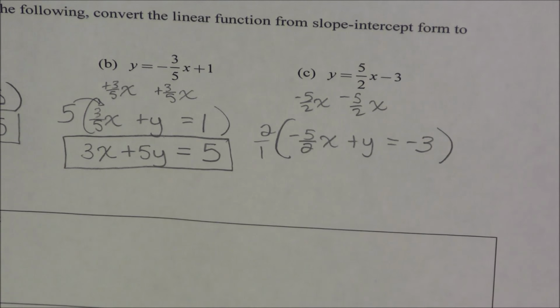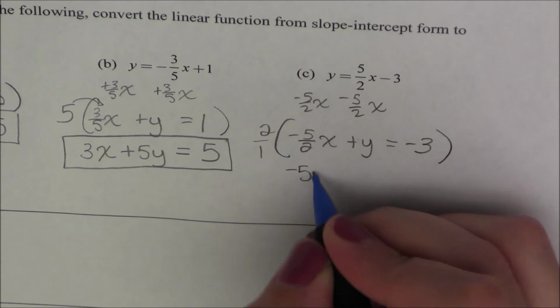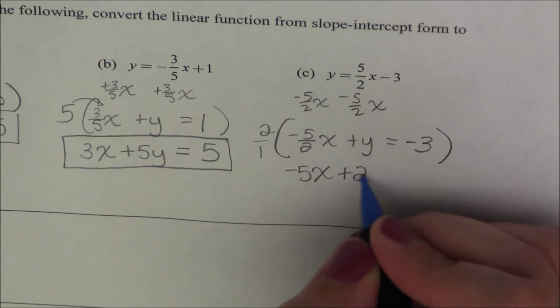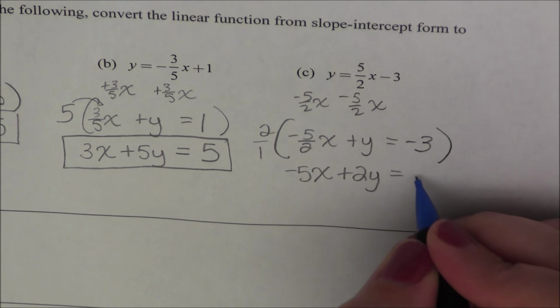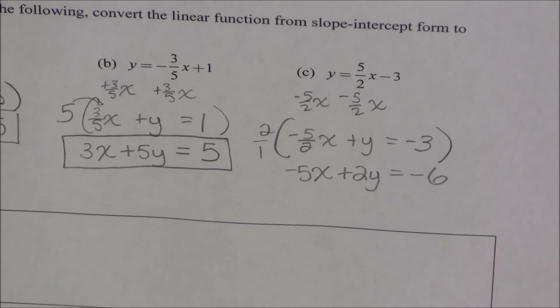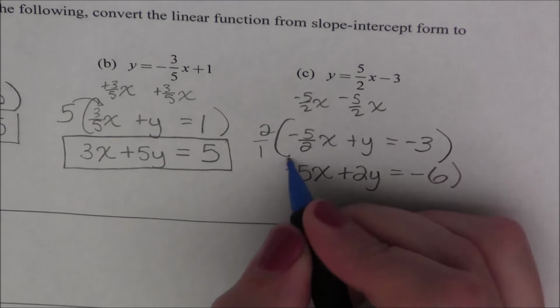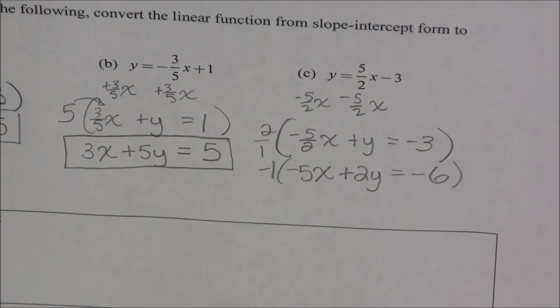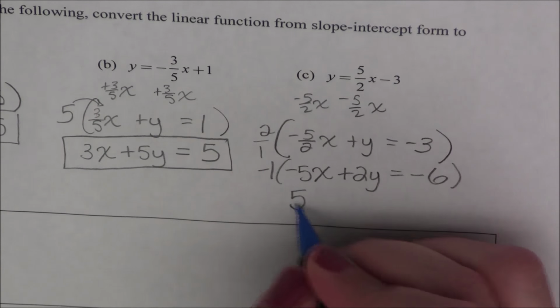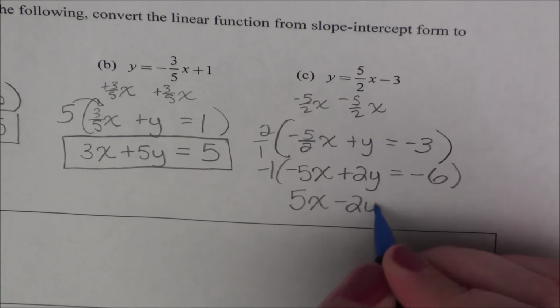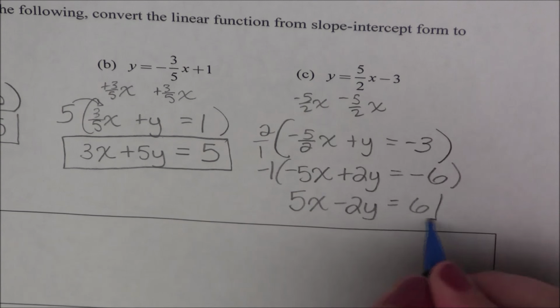Distributing that, I'll get -10 over 2, which will reduce to -5x. Continue distributing it for 2y, and one last distribution for -6. Now we need to recognize a is negative. We need to make it positive. So let's multiply through by -1 for 5x minus 2y equals +6.